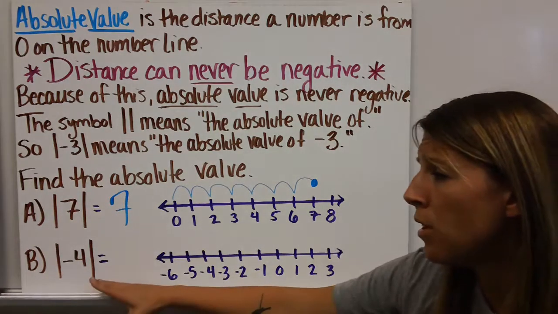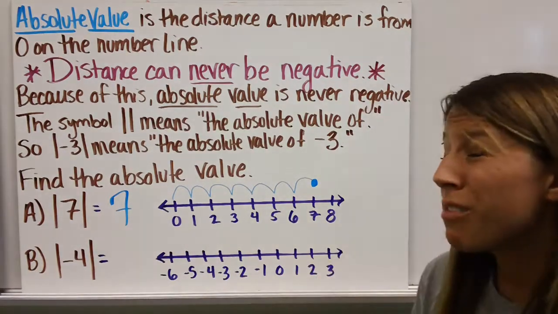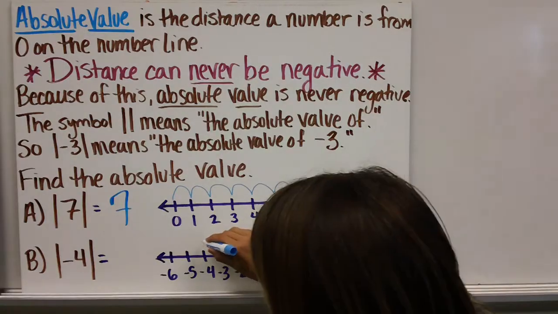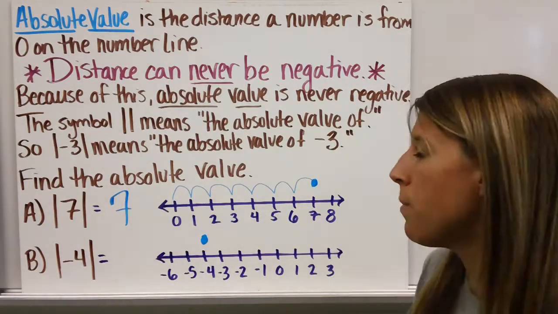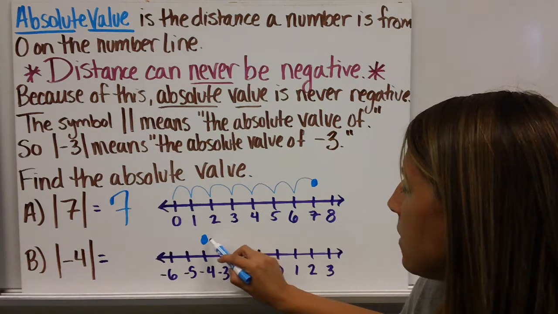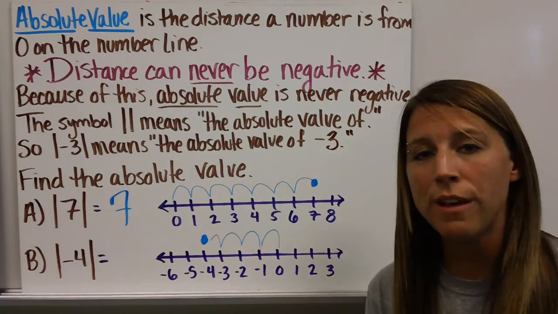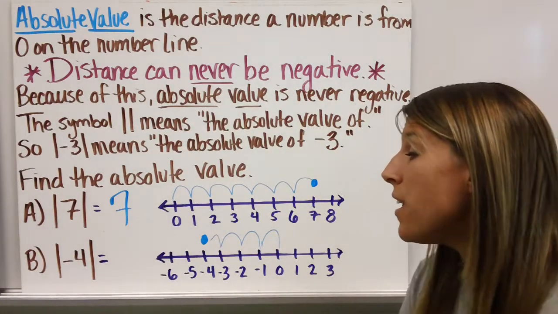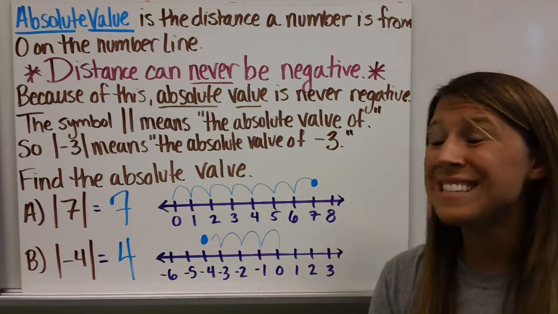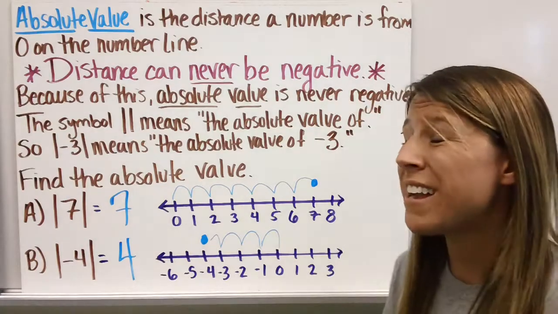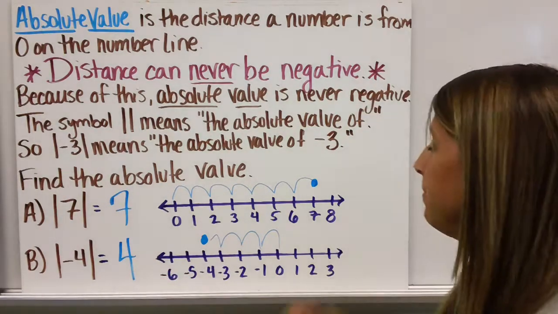Now my next example, the absolute value of -4, I can find in the same way. I simply locate -4 on the number line, and I count how many spaces -4 is from 0. So -4 is 1, 2, 3, 4 places away from 0. So the absolute value of -4 is 4. Remember, distance can never be negative, so even though I'm finding the absolute value of -4, the absolute value is still positive.